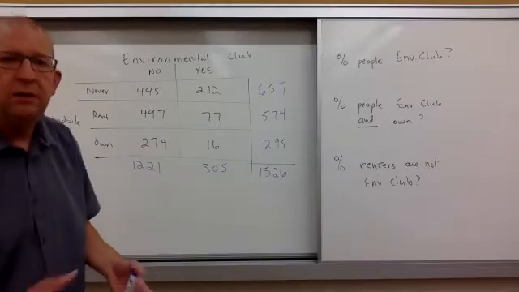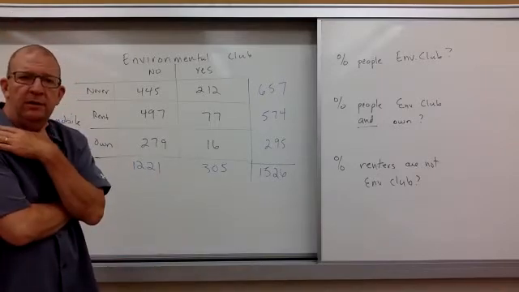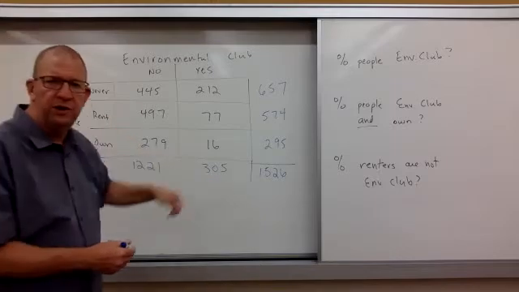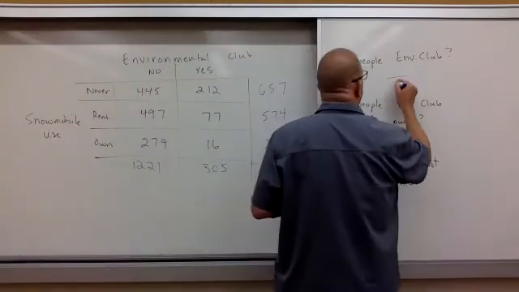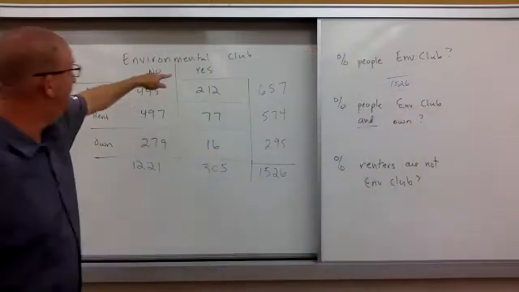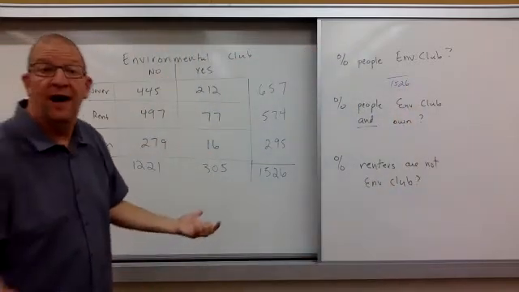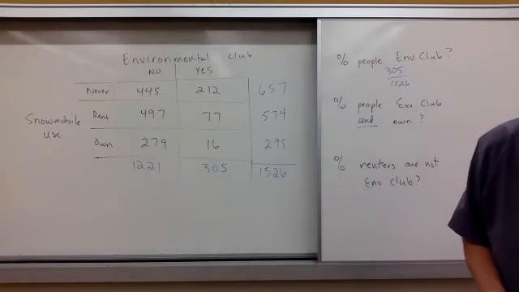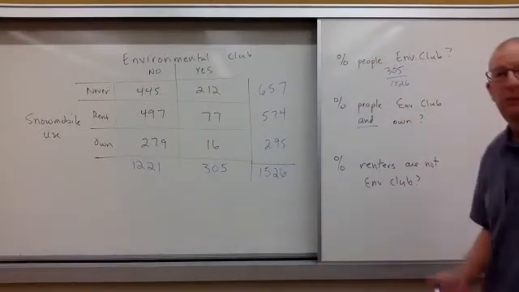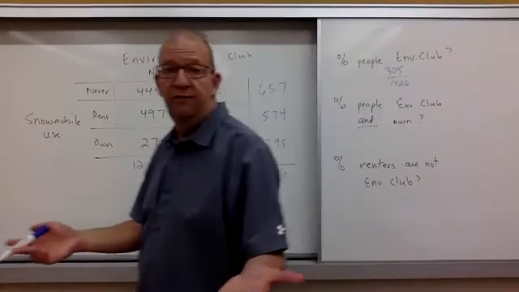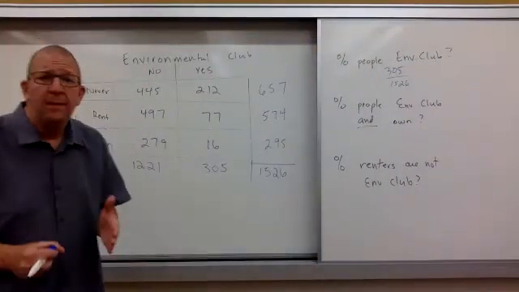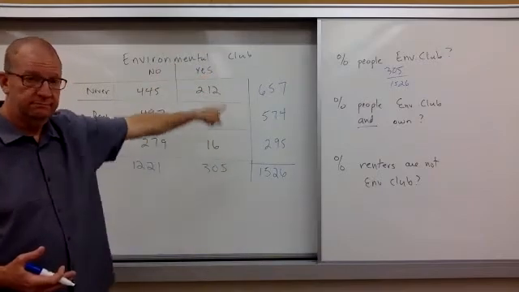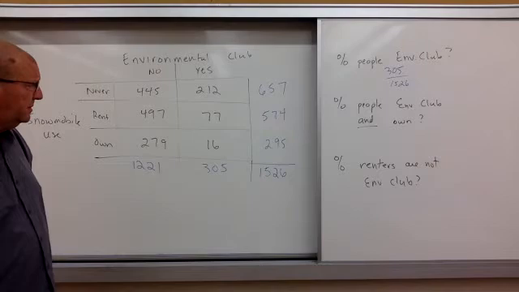What percent of people are in an environmental club? This is a very straightforward question, right? How many total people did you interview? 1,526. How many said yes to being in an environmental club? 305. Done. Pretty straightforward kind of question, right? We call this marginal relative frequency. Why is that? Because it's the percentage at the margin of the yeses. You have 1,526 people, right?